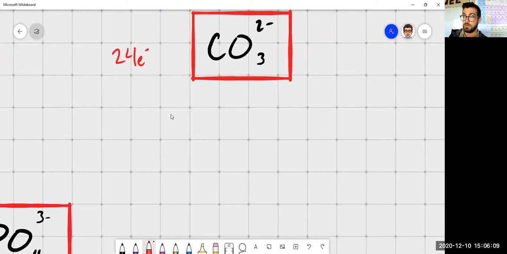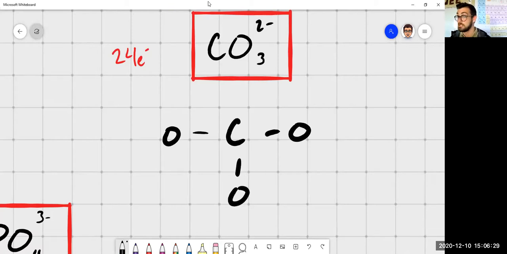If you're curious where I got that, 4 from carbon because it's in the 4th group, 6 from oxygen times 3 is 18 because there's 3 of them. Oxygen's in the 6th group, plus 2 extra electrons. Great, cool. Okay, anyway, let's start with our central atom here, carbon, of course. Bonded, we put individual bonds. It's looking similar to our last one, okay? So we have individual bonds here to each of these oxygens.